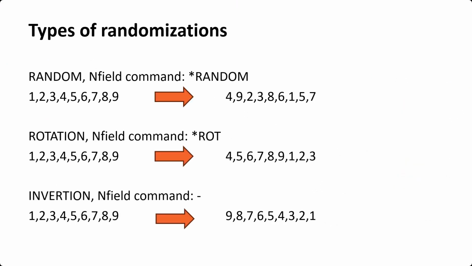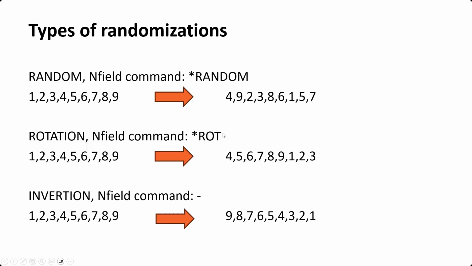The types of randomizations. There are three sorts of general randomizations. You can completely randomize things. That is the first one that you see here. The Enfield command for that is *random, and it completely randomizes a list. This is a list of 9 numbers. It randomizes that list, so each number has an equal chance of being presented on each particular index of this list.